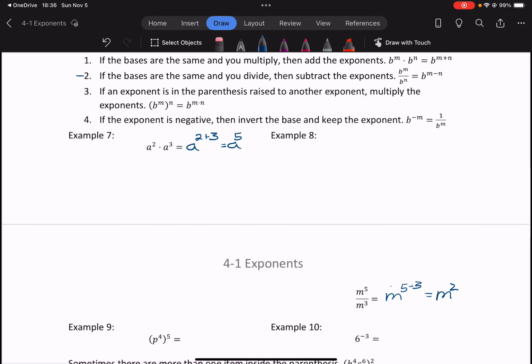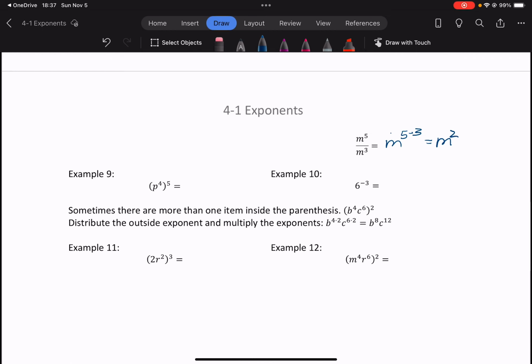And then in 3, if we've got an exponent inside the parentheses raised to another exponent, we're going to multiply those together. So here we got p to the 4th, all raised to the 5th power. That ends up being p to the 4 times 5, which equals p to the 20th power.